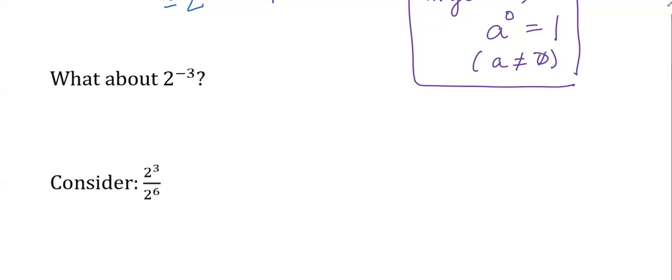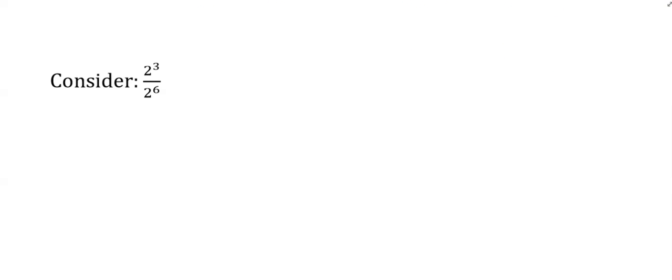We're going to do the same thing. 2 to the 3 divided by 2 to the 6. So this is subtracting exponents. So I'm going to go 2 to the 3 minus 6, which is 2 to the negative 3. So that's what we want. Do you agree? See what I'm saying?